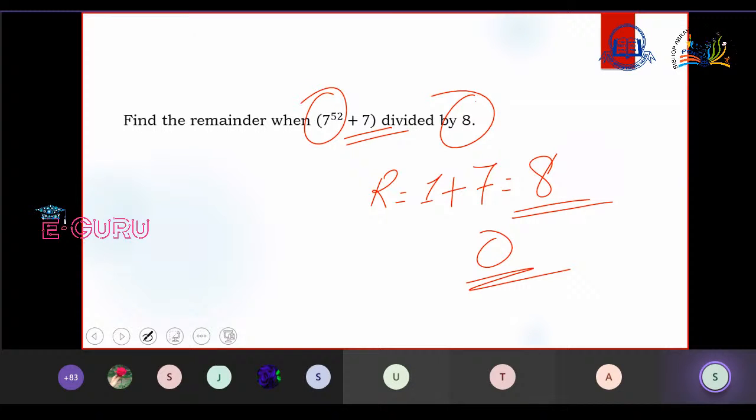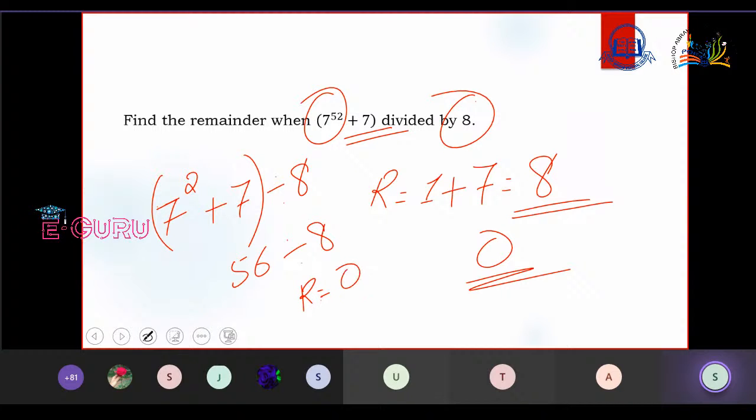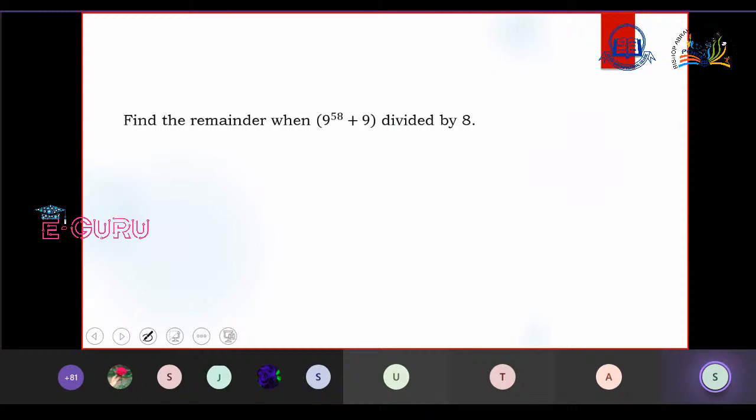We can clear the doubt with a small value. Instead of 7 raised to 52, let's take 7 square. 7 square plus 7 divided by 8. 7 square is 49. 49 plus 7 means 56. 56 divided by 8. 8 into 7 is 56, and the remainder will be 0, right? So here the remainder will be 0. So just follow this procedure. Take the first part, find the remainder, then add the second part. That's it. Let's move to the next question.